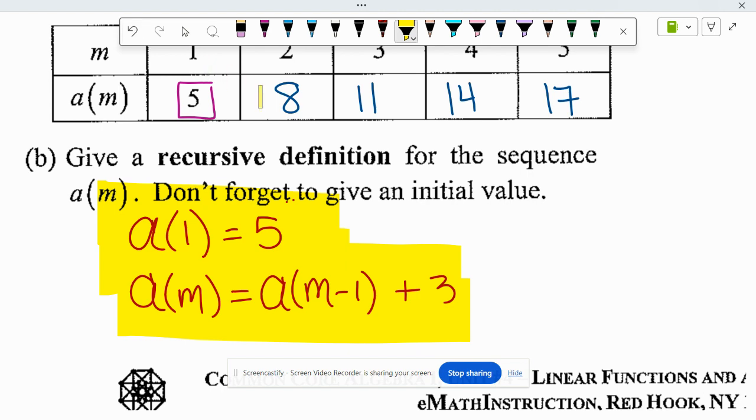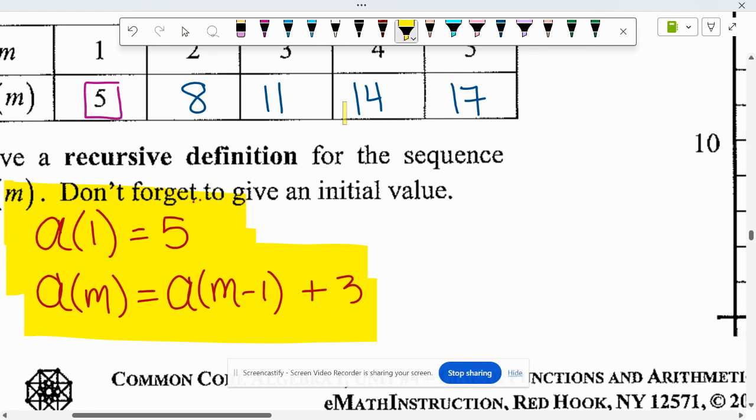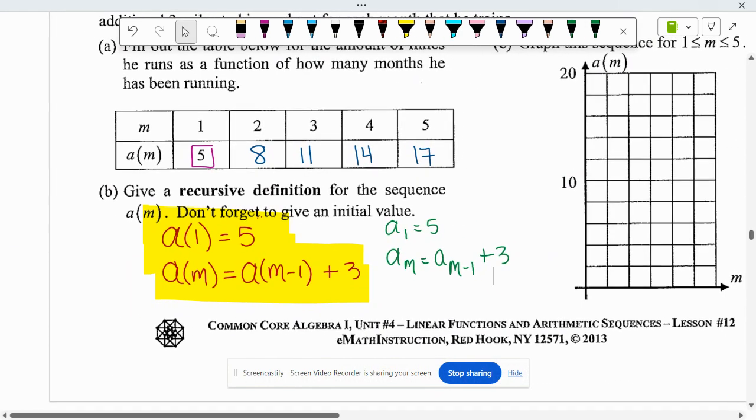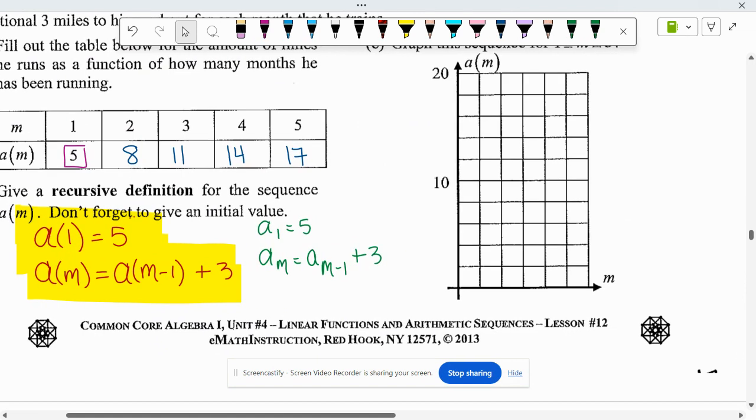I'm going to also write it in subscript notation so you can see what they both look like. So subscript notation would be a sub 1 equals 5 and a sub m equals a sub m minus 1 plus 3. Same thing. That first one is in function notation. The second one is subscript notation. Okay. The last thing that we need to do is to graph this sequence. We have to graph this sequence on our table over here.